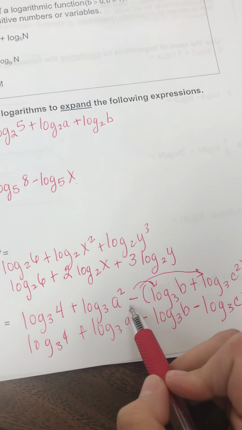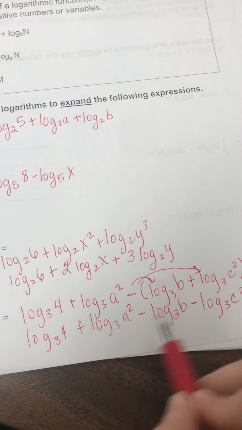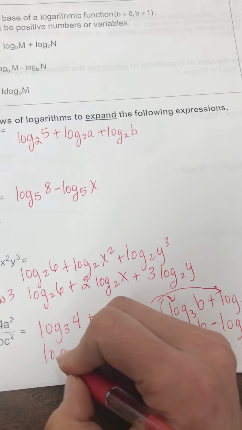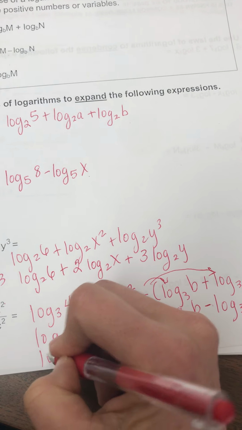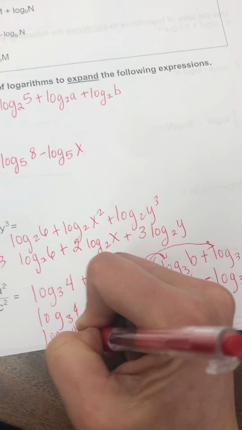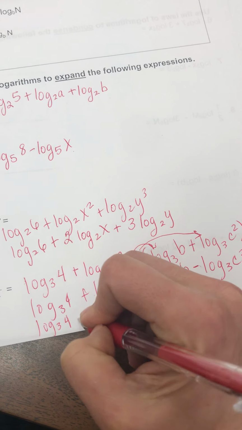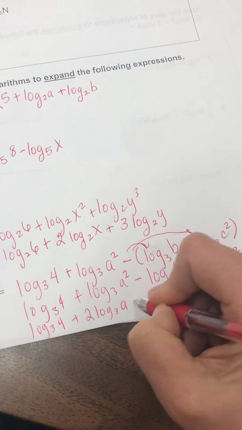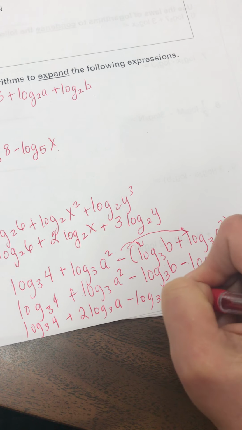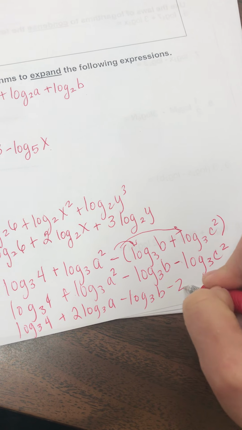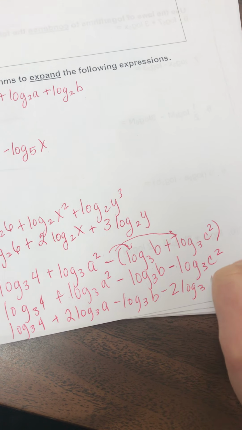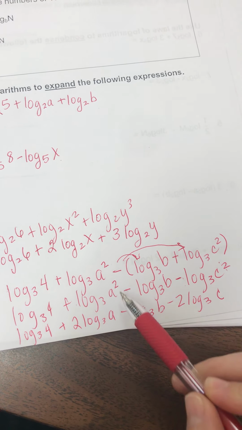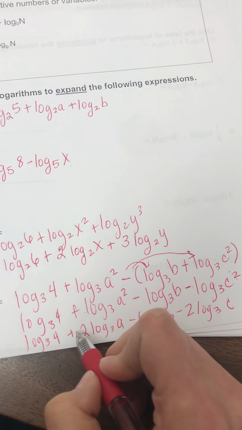Now my last step is going to be moving my exponents in front on my a squared and my c squared. That was law 3. So we're going to rewrite this. Log base 3 of 4 plus 2 times log base 3 of a minus log base 3 of b minus 2 times log base 3 of c. So where I had my exponents, I just moved them in front using law 3.